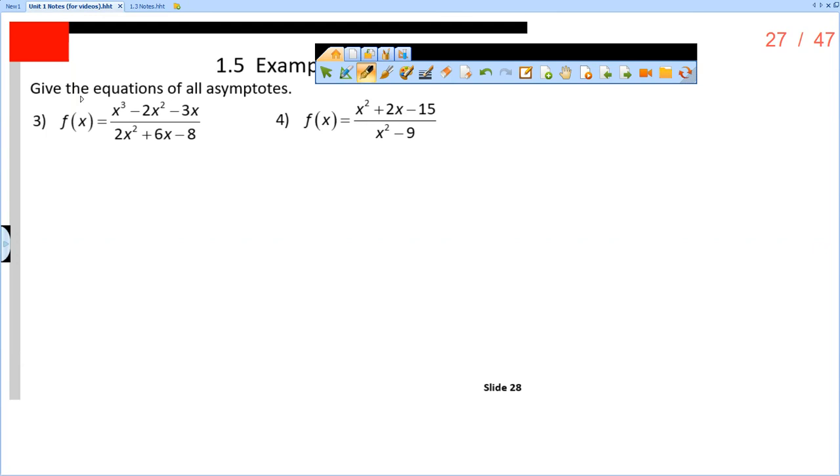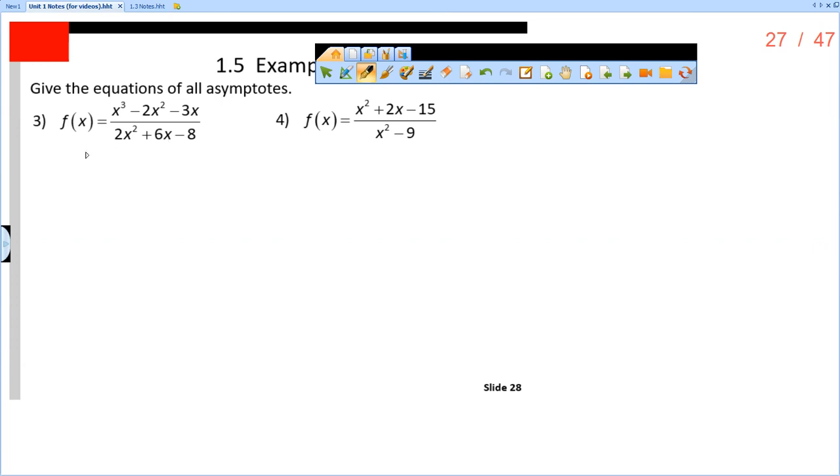All right, so once again, this says give the equations of all asymptotes. Remember, we need to think about vertical and horizontal. When we think about vertical asymptotes, we first want to look at the denominator. We want to look at when the denominator is equal to 0.